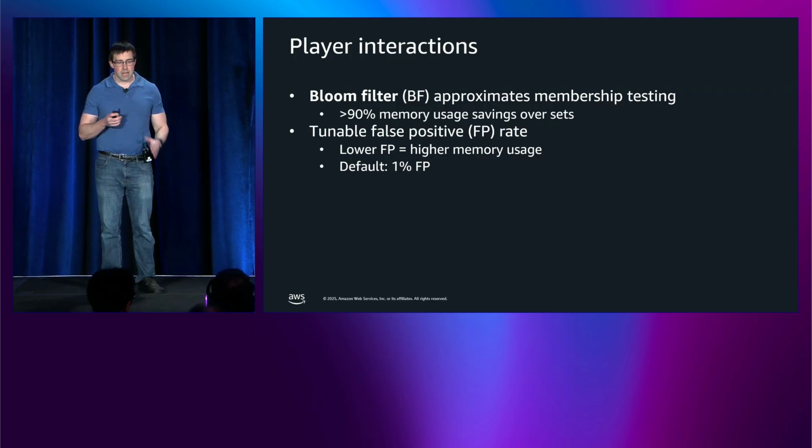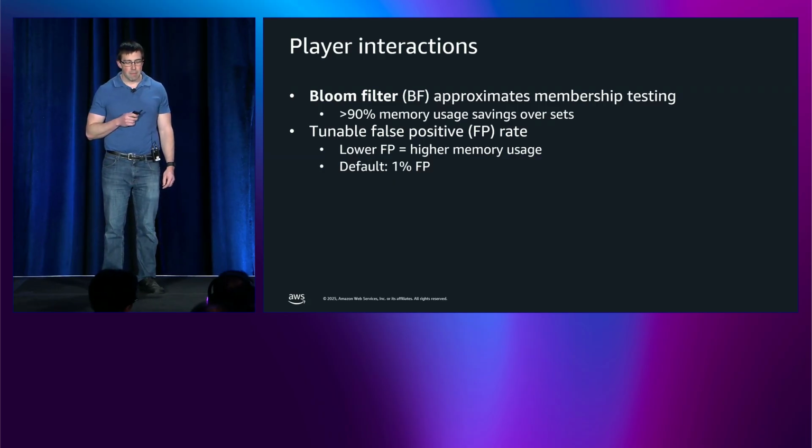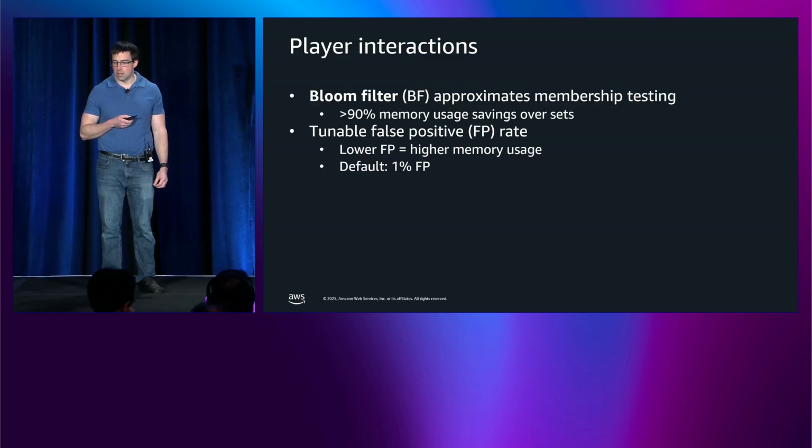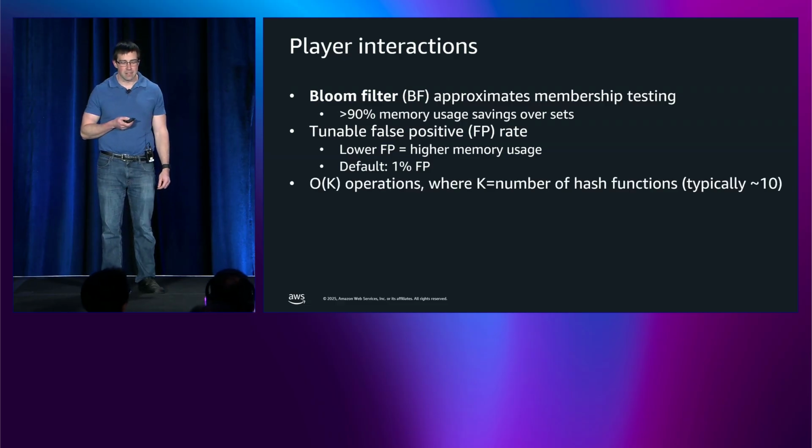Unlike the HyperLogLog, this has some configuration options. It has this tunable false positive rate. The lower the false positive rate, the higher the memory usage of that data structure. But by default, it's a 1% false positive rate. So the error that you can get is that you would have interacted with someone when in reality you hadn't done that.